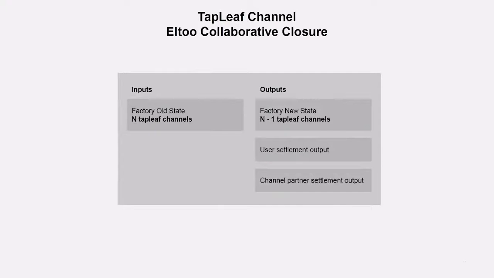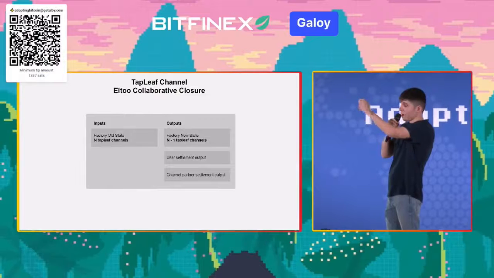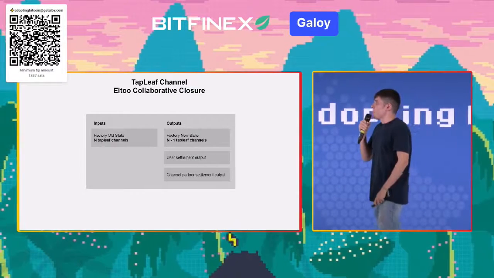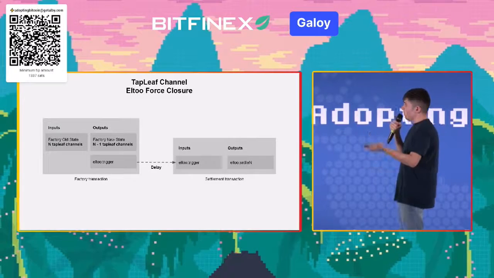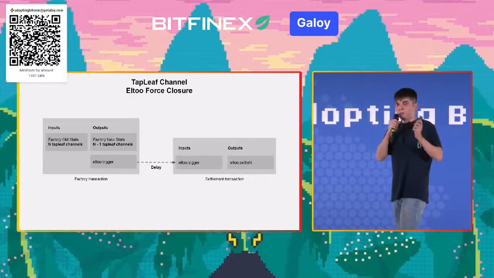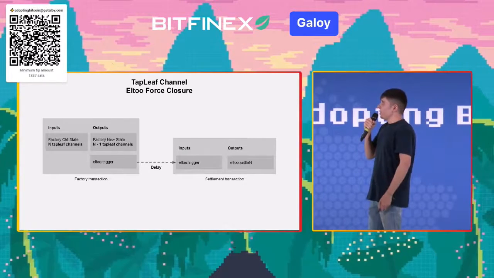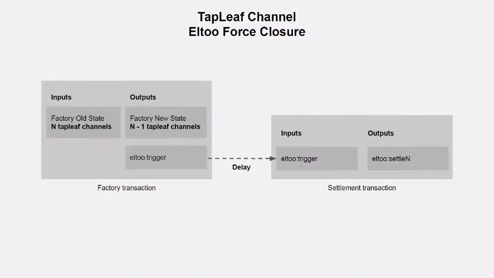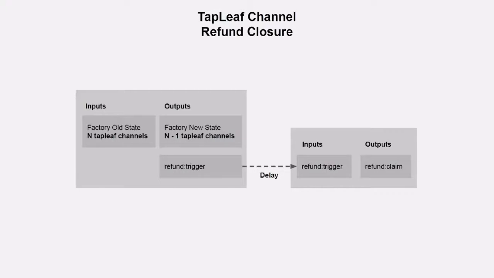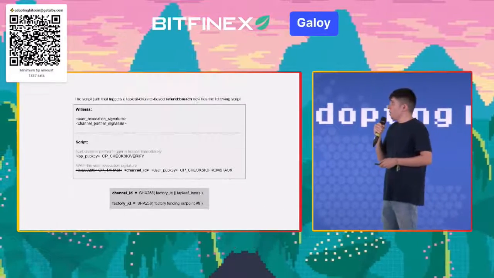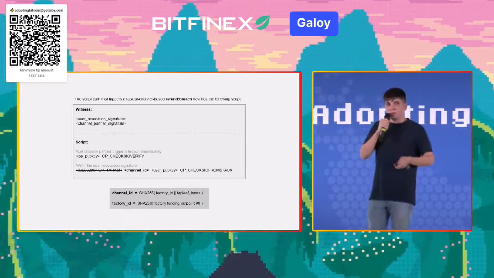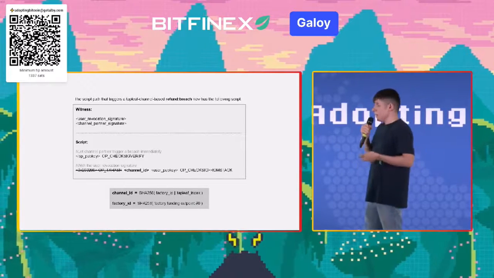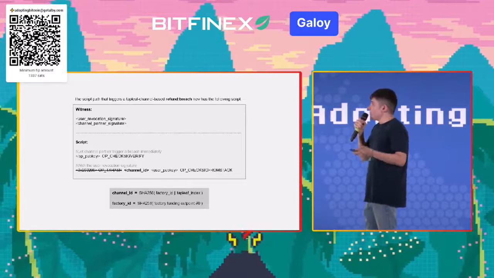So for collaborative closure, I spend from a tap leaf channel factory, reconstructing the factory. It used to have n tap leaf channels, now n-1. And the other outputs are the settlement in this happy case. In the forced closure case, spending from the factory, reconstructing the factory, and on the second output, L2 trigger, after a window period, I can exit. And as for the refund, similar, instead of having L2 trigger, I can do refund trigger and exit from the channel. So the difference here is for the refund breach: instead of the revocation signature committing to the outpoint, because in this case outpoints are unpredictable, we replace this outpoint with a channel ID.